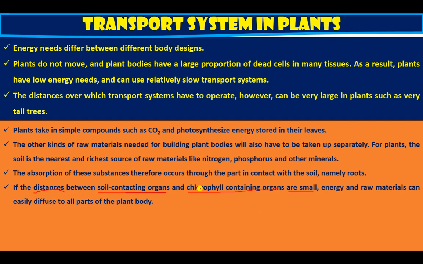If the distance between roots and leaves is less, then this energy or raw materials can be simply transmitted with the help of the diffusion process. The minerals will move from higher concentration to lower concentration. Water will move from higher concentration to lower concentration simply by the process of diffusion. But the process of diffusion is helpful only if the distances are small. However, all the plants are not of small size.